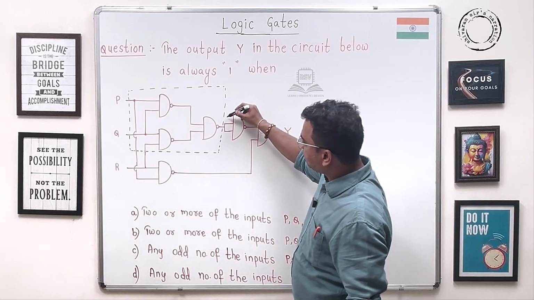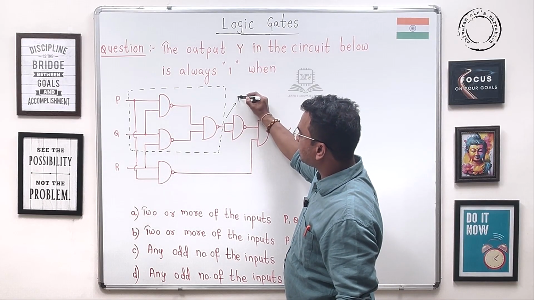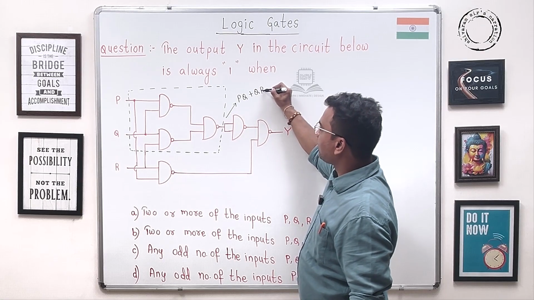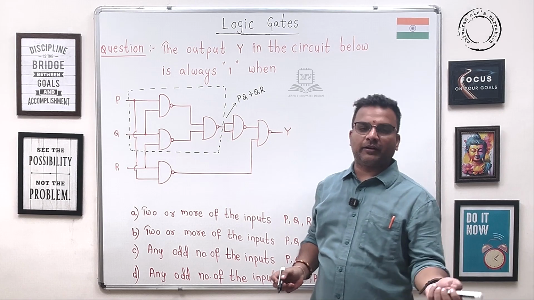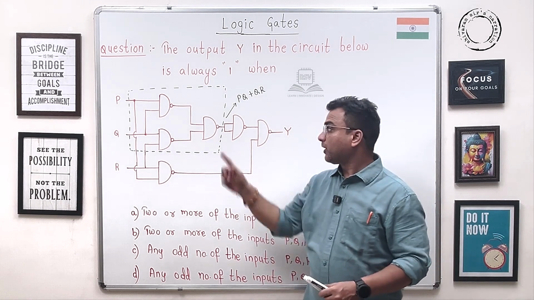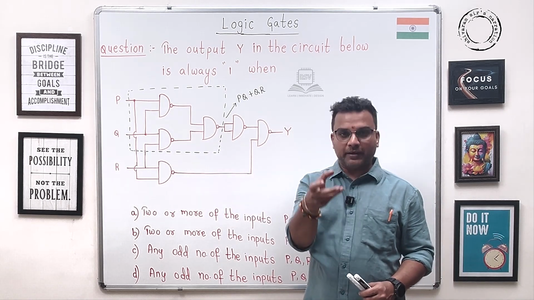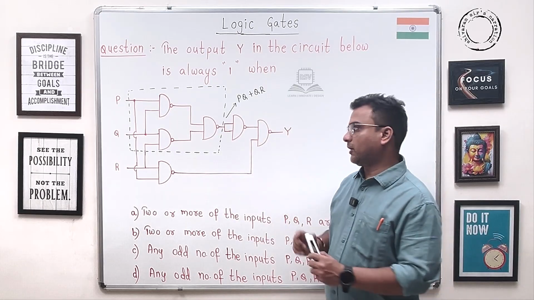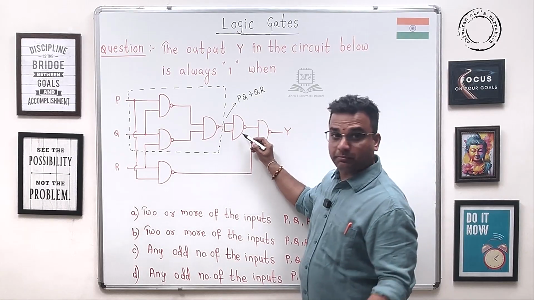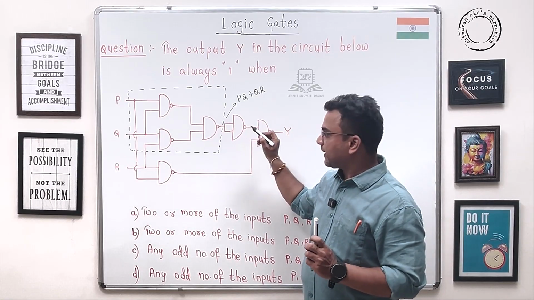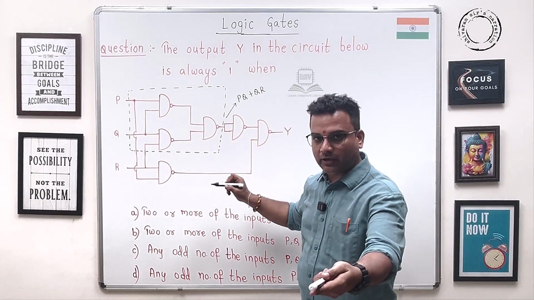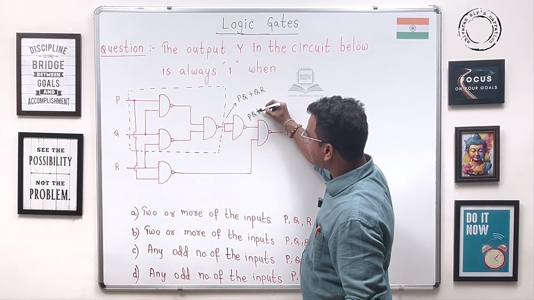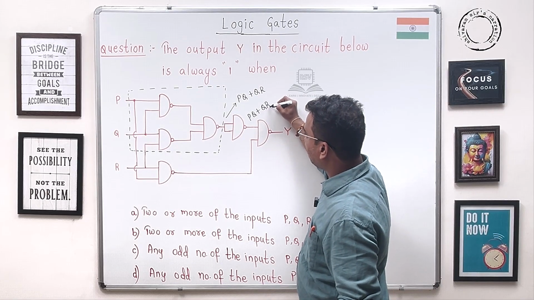Therefore, what is the output expression here? It is PQ plus QR. We know already, and we have given a link in the description guys, how NAND implementation gives you the SOP expression. Now here this is a NOT gate. Please don't think it is some other gate. It is a NAND gate only, acting like a NOT gate. Therefore it is PQ plus QR whole bar.